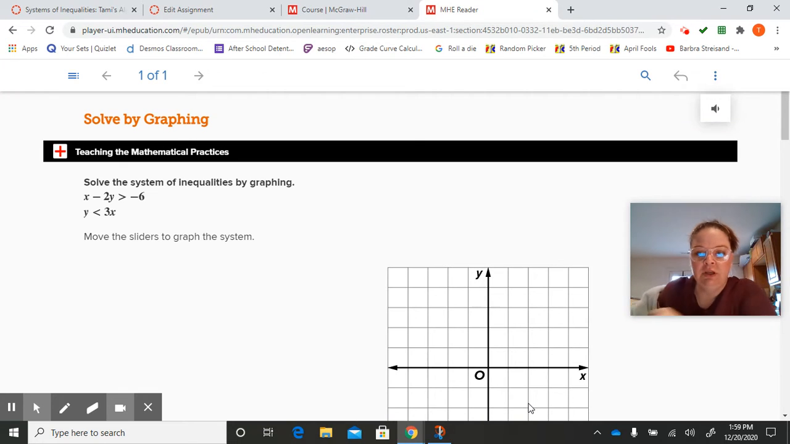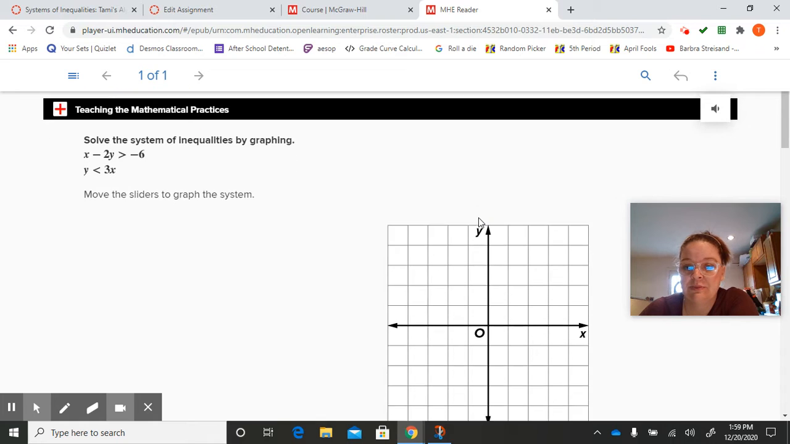Solve the system of inequalities by graphing. So we're going to graph the inequalities and see where they line up. We have x minus 2y greater than negative 6 and y less than 3x.